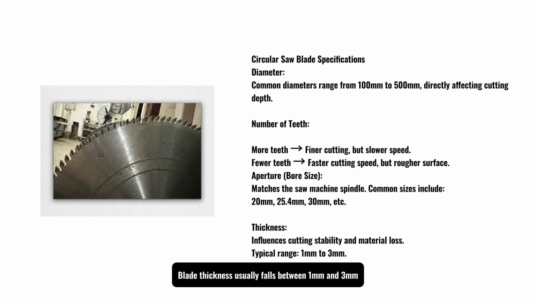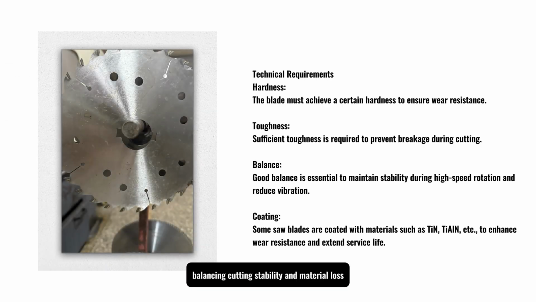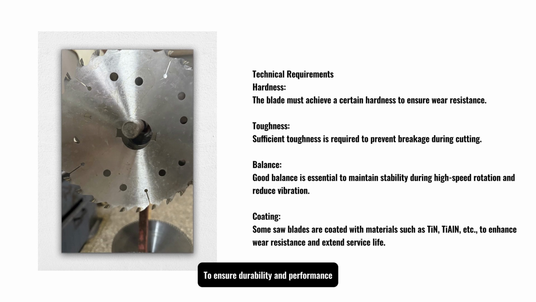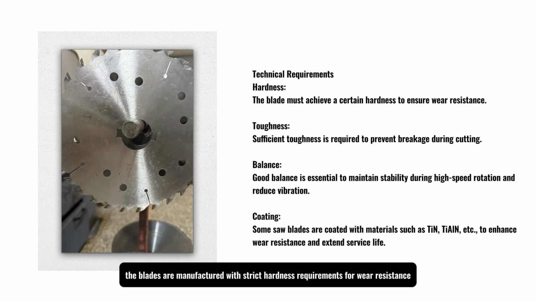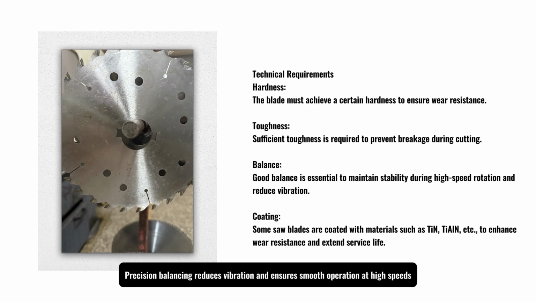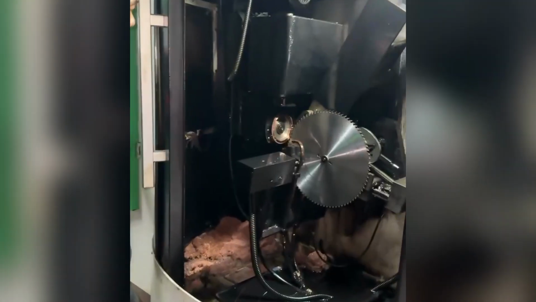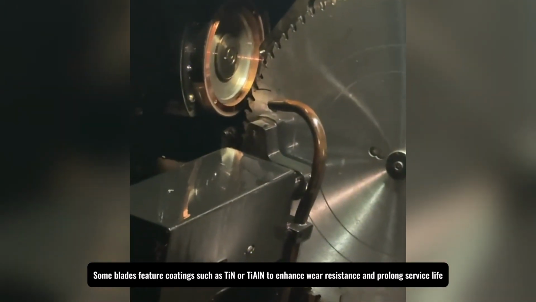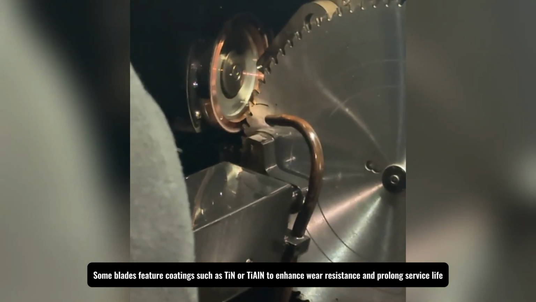Blade thickness usually falls between 1 mm and 3 mm, balancing cutting stability and material loss. To ensure durability and performance, the blades are manufactured with strict hardness requirements for wear resistance, along with high toughness to prevent breakage during operation. Precision balancing reduces vibration and ensures smooth operation at high speeds. Some blades feature coatings such as TiN or TiAlN to enhance wear resistance and prolong service life.